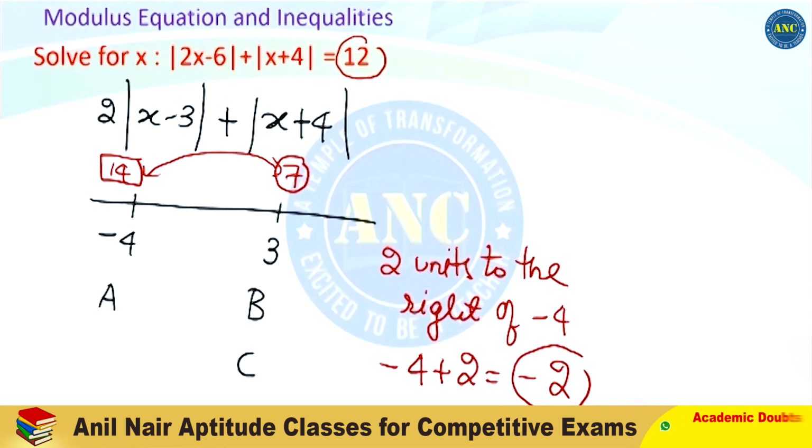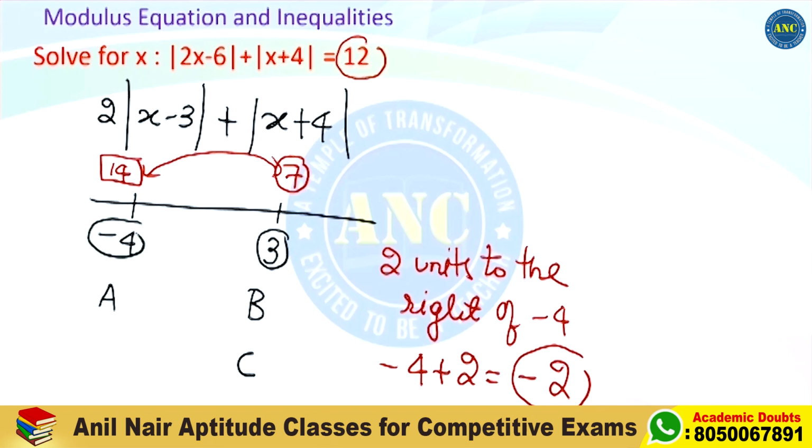Between 7 and 14: at x equal to 3 it is 7, at minus 4 it is 14. I want 12, and 12 lies between 7 and 14. 12 is 2 units to the right of minus 4, so minus 4 plus 2 is minus 2. Just check it out: 2 into minus 2 is minus 4, minus 6 is 10, plus 2 is 12. So minus 2 is one point.